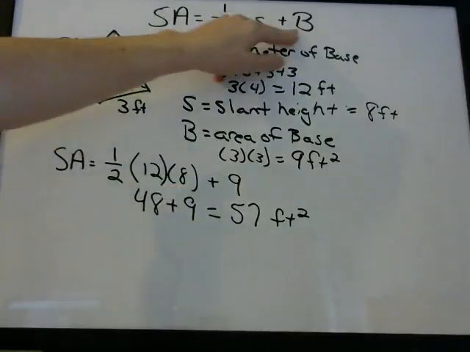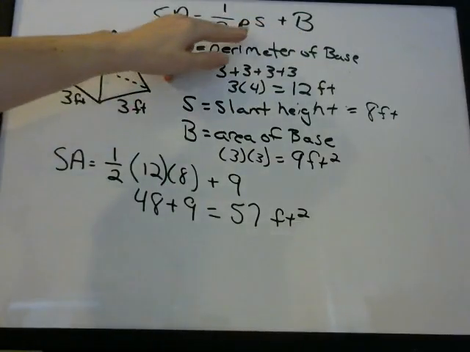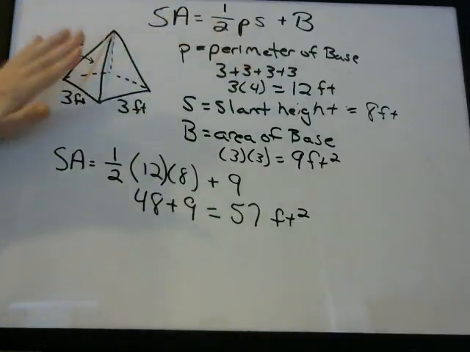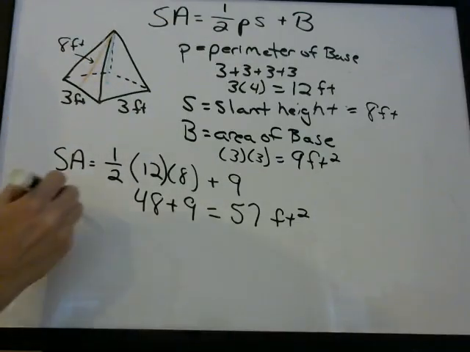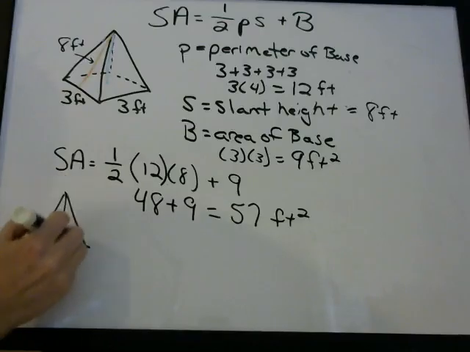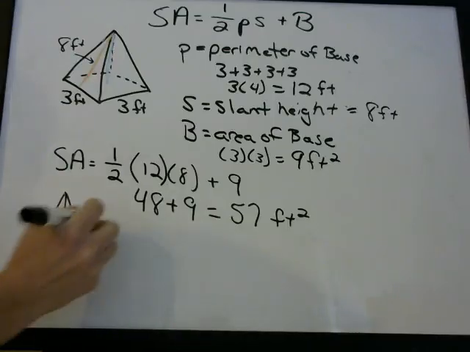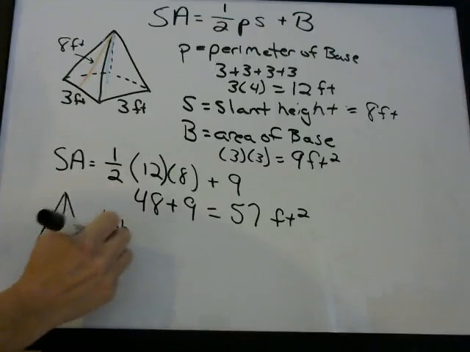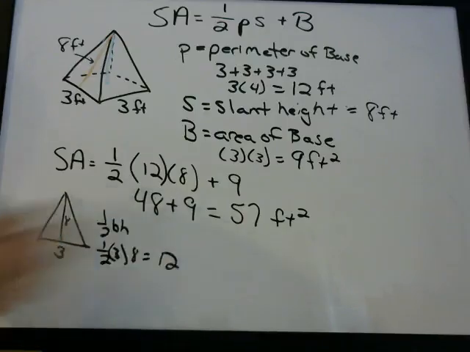So you need to understand this formula. This is the base of the bottom, the area of the base, which is the bottom. This part of it is giving you the total surface area for those 4 triangles. Because if you look at this, if you just look at one of the faces, all you have is a triangle whose height is 8 feet and whose base is 3 feet. What's the area of this triangle? It's 1/2 base times height. That's 1/2, 3 times 8 equals 12.